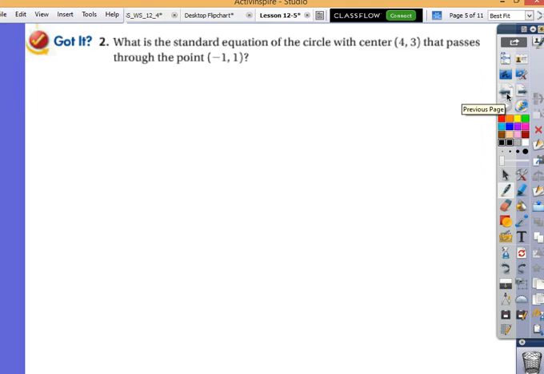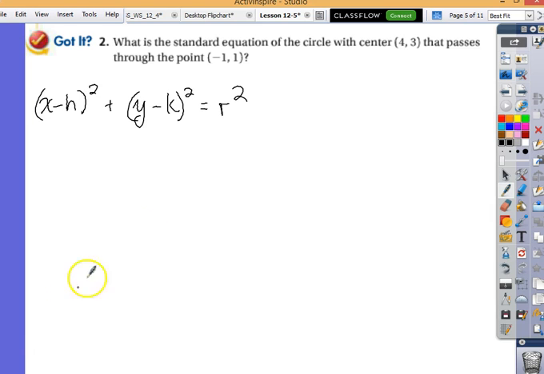All right, what is the standard equation of a circle with a center of 4, 3 that passes through the point negative 1, 1? Go through and see if you can't. All right, let's see how we did. So I'm going to actually use this formula. I'm going to rewrite it again over here because first I'm going to use that standard form to find R. And then once I've found R, I'm going to reuse this formula to write it in standard form.